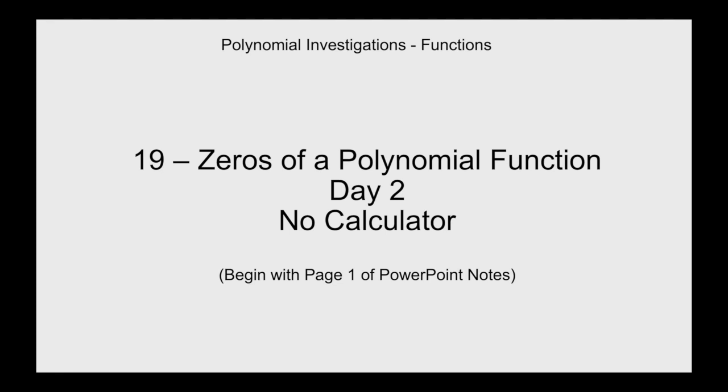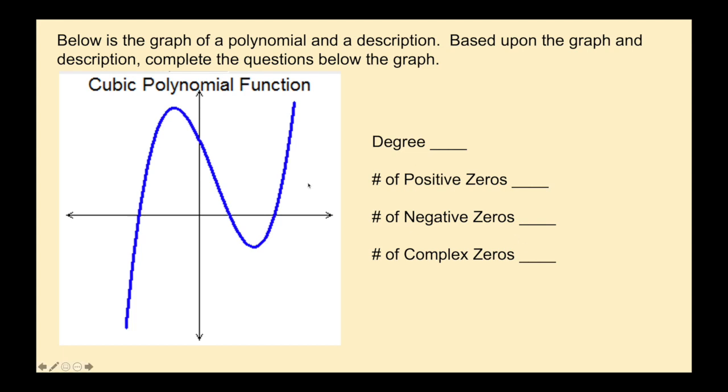In this lesson, we will look at section 19, zeros of a polynomial function, and this is the second part. The use of the calculator is not allowed. So we look at the given function below, and we are told that this is a cubic polynomial function. And because we're told that this is a cubic polynomial function, we can right away say that the degree is 3. Now, as we learned in the previous part of section 19, we know that real zeros will show up along the x-axis, whereas complex zeros will not show up crossing the x-axis.